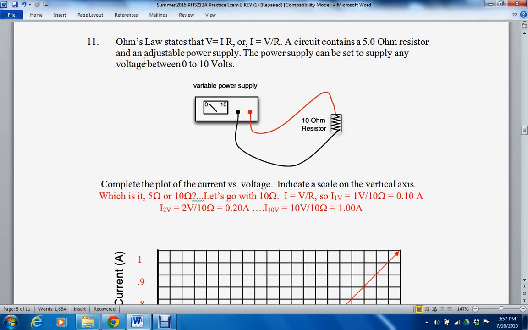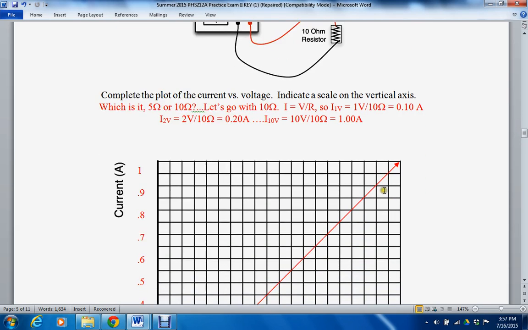Okay, Ohm's law states that V equals IR, or I equals V over R. The circuit contains a 5 ohm resistor and an adjustable power supply. The power supply can be set to supply any voltage between 0 and 10 volts. So complete the plot of current versus voltage. Indicate a scale on the vertical axis.